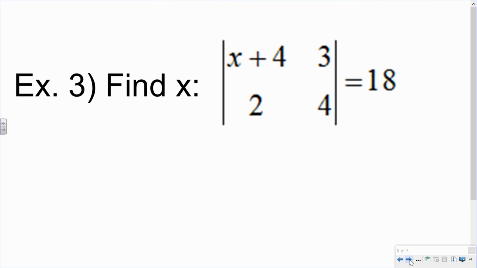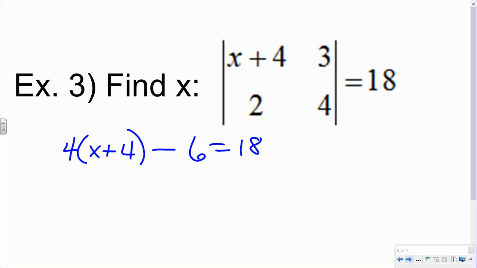Let's make it a little bit harder. Not everything is a number this time. And we have equals on the other side, which means we've got an equation and we can solve it. So we're going to simply take our first diagonal, which will be the x plus 4 times 4 minus. Got the minus sign written down before I even look at the second diagonal. And everybody, what is my second diagonal? Which gives me 6 equals 18.